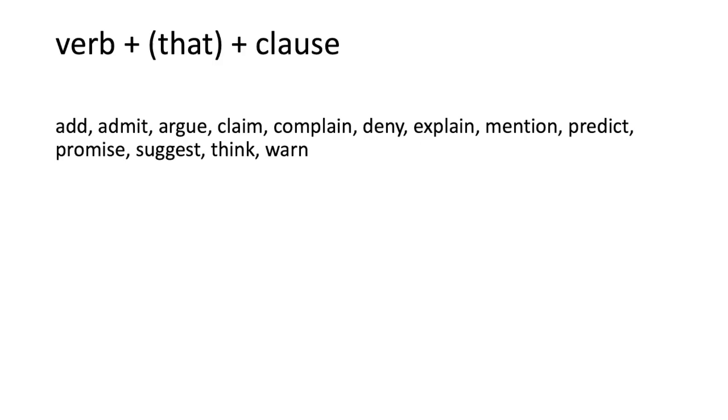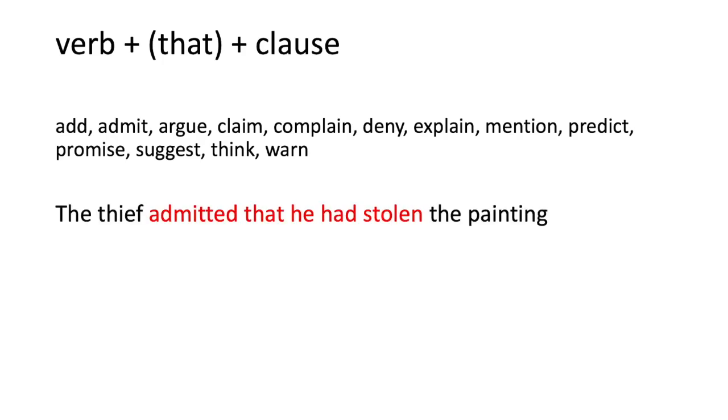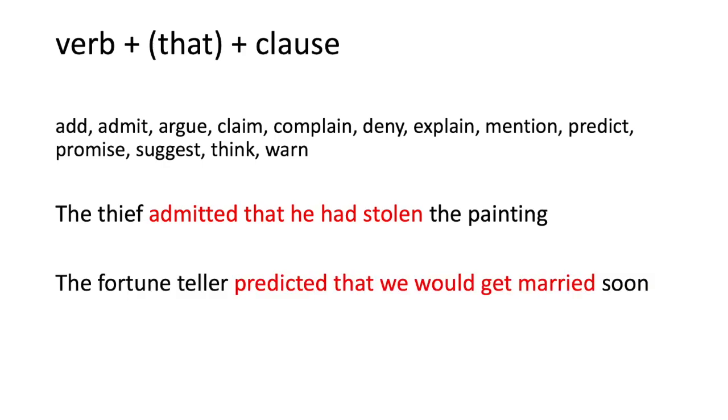Okay, let's look at examples. Here are verbs that are followed by a clause. Okay, and let's look at some examples of this. The thief admitted that he'd stolen the painting. Okay, what did the thief originally say? "I stole the painting," right? Instead of using say or tell, we use a more descriptive and colorful word, admit. The thief admitted that he had stolen the painting. The fortune teller predicted that we would get married soon.